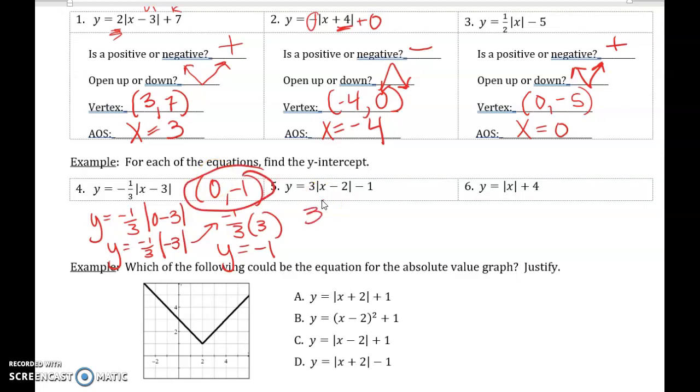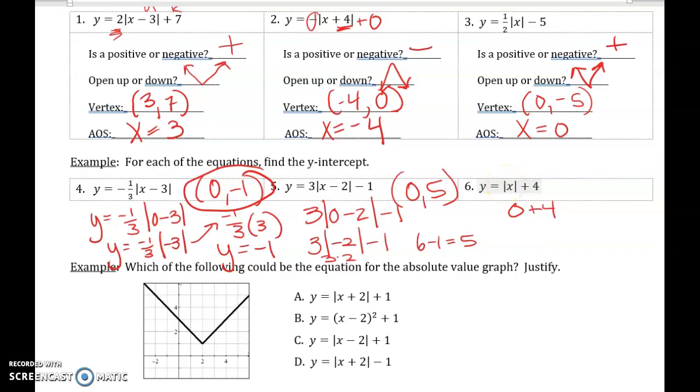Same thing on 5: 3 times the absolute value of 0 minus 2, minus 1. Always do that absolute value first. So 3 times the absolute value of negative 2, minus 1. The absolute value of negative 2 is positive 2. So 3 times 2 is 6. 6 minus 1 is 5. So this y-intercept is (0, 5). On 6, the absolute value of 0 is just 0, and 0 plus 4 is 4. So this y-intercept is (0, 4).